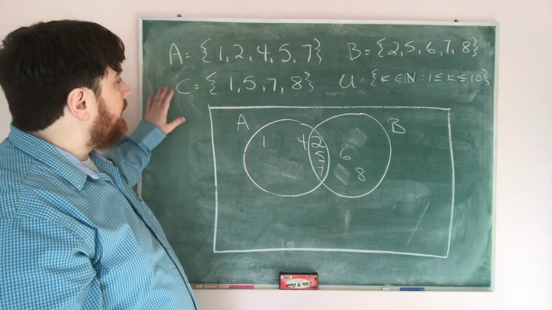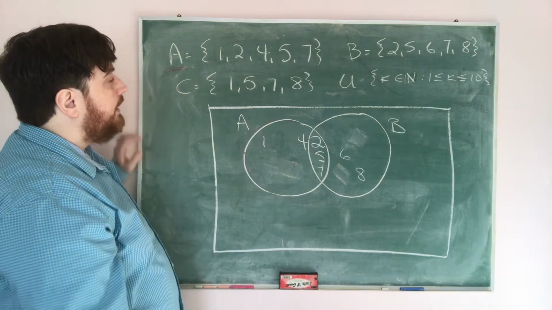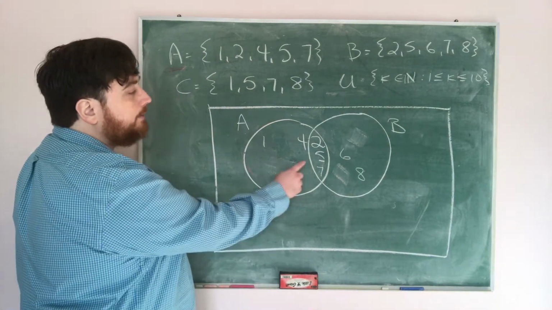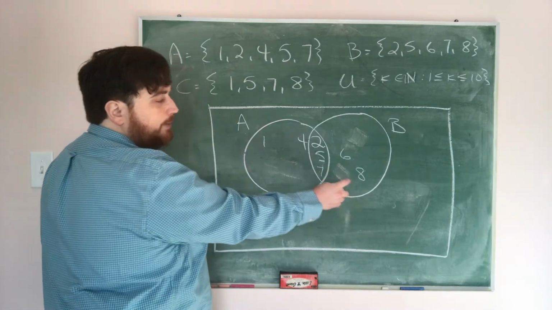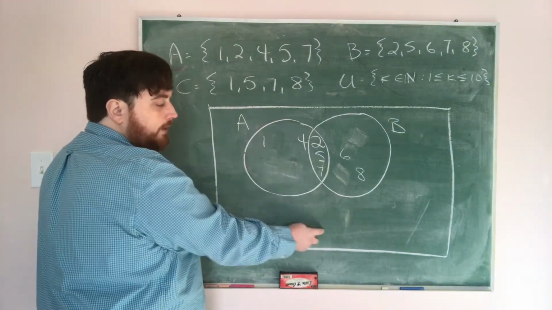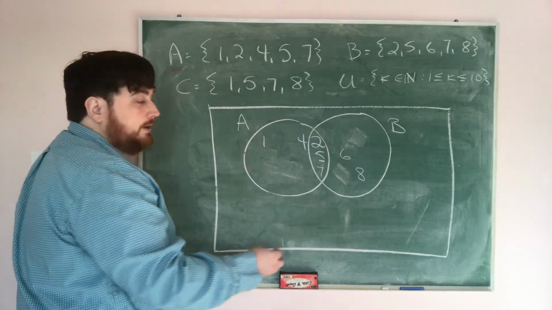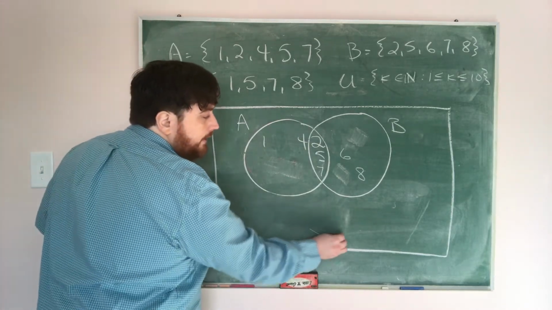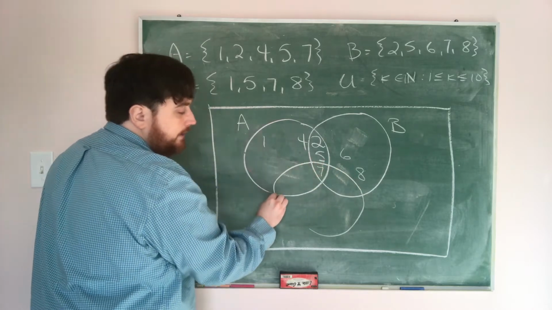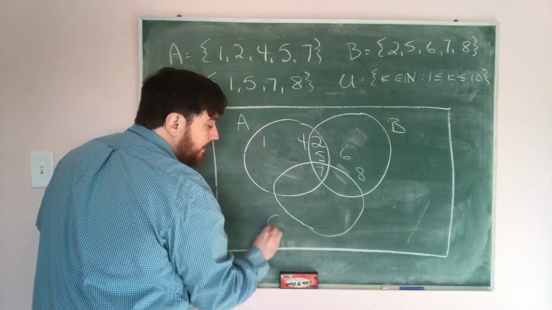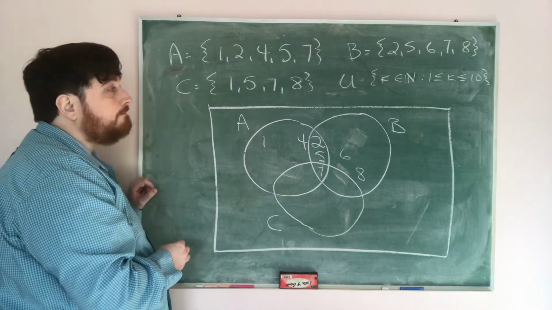Now, the next thing we're going to do is draw C. And so when I'm drawing C, I want to make sure that it has an intersection with just A, an intersection with just B, an intersection with both, and some on its own. So we're going to draw a circle so that it intersects B, it intersects the intersection of the two, and it intersects A as well. And so now we have a circle for C.